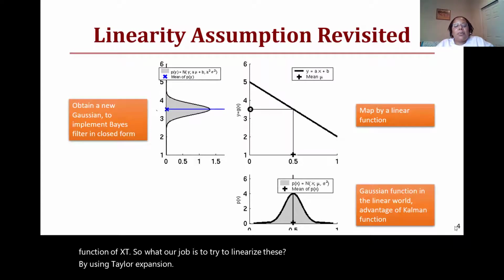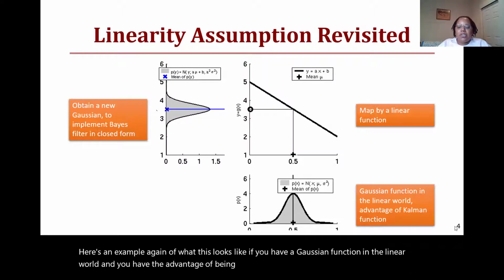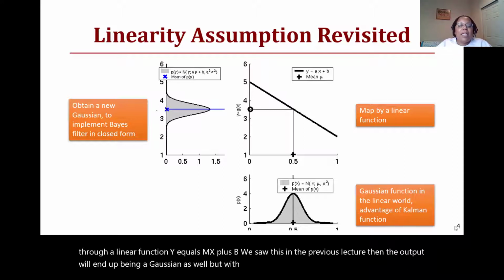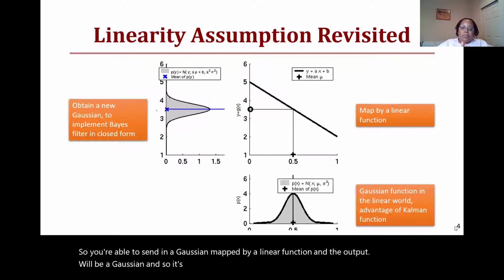So here's an example, again, of what this looks like. If you have a Gaussian function in the linear world, and you have the advantage of being able to use a Kalman filter, and then you map it through a linear function, y equals ax plus b, we saw this in the previous lecture. Then the output will end up being a Gaussian as well, but with a new mean, as well as a new standard deviation. So you're able to send in a Gaussian, map by a linear function, and the output will be a Gaussian. And so it's the Bayes filter in a closed form. So this is the ideal solution when you have a Kalman filter.